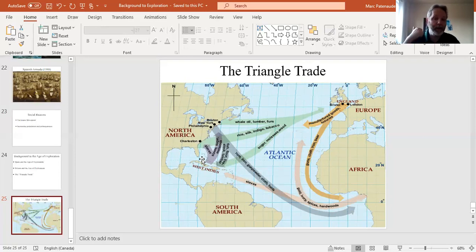And then they would grow things like sugar. They would grow things like rice and indigo, which would be sent back to England, turned into manufactured goods, sent back out, and so on and so forth. So there's a triangle. That is a large version of the triangle trade. Now there's a smaller version of that which omits England.